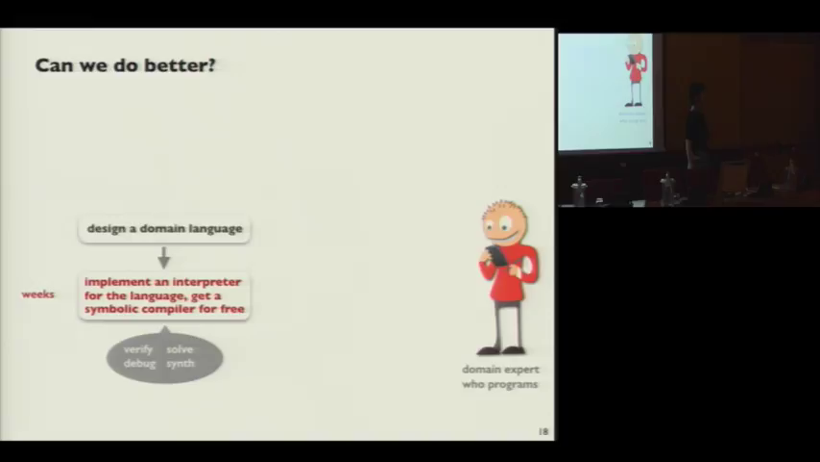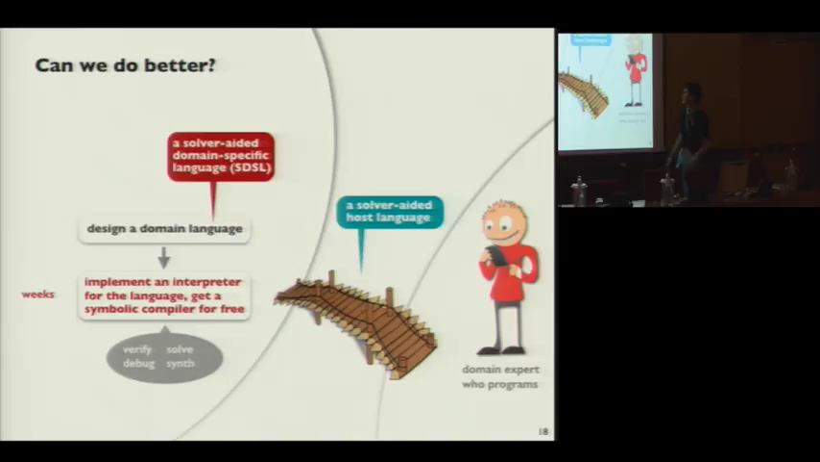And the way that you achieve it is by building your interpreter in a special kind of programming language, which we call a solver-aided host language. Once you do that, the host language can take the implementation of your DSL and a program running on top of that DSL and translate both of them to efficient constraints.